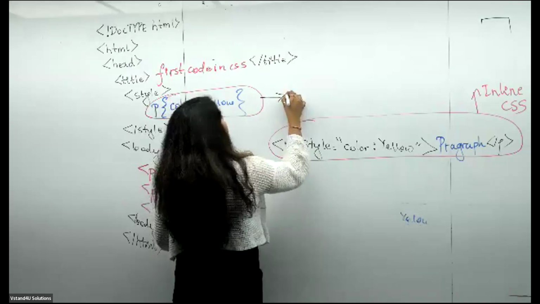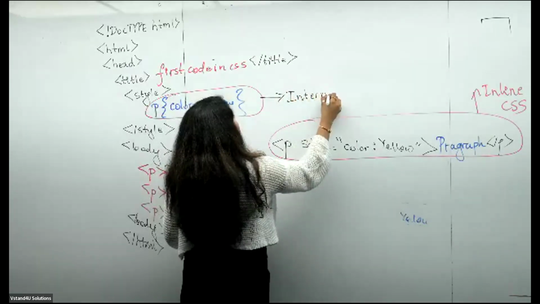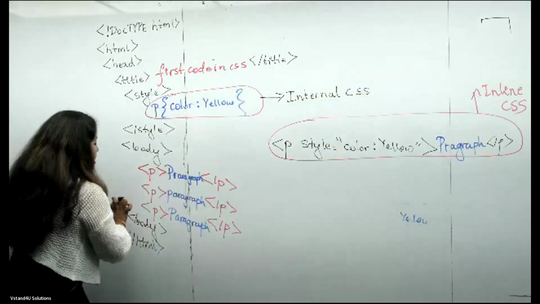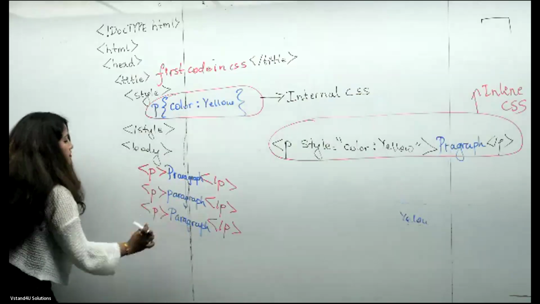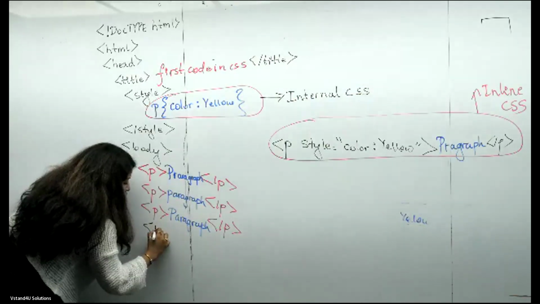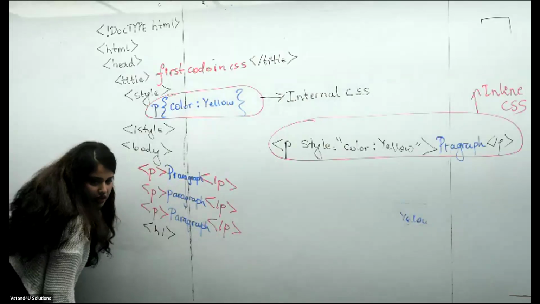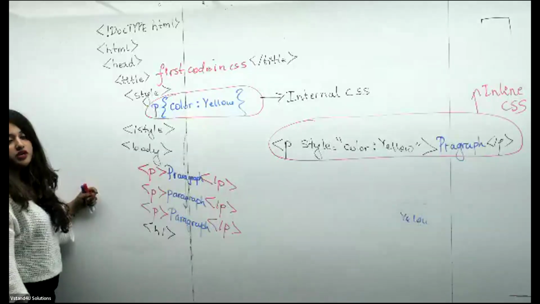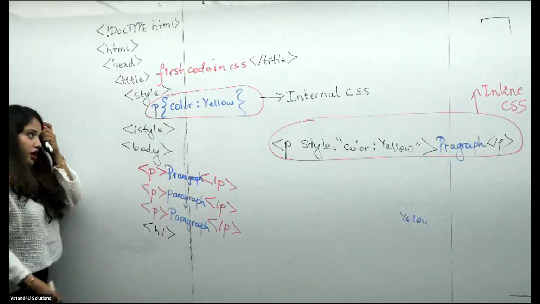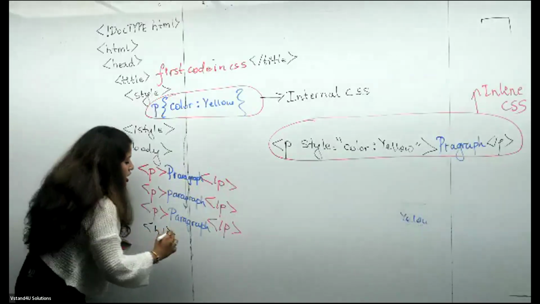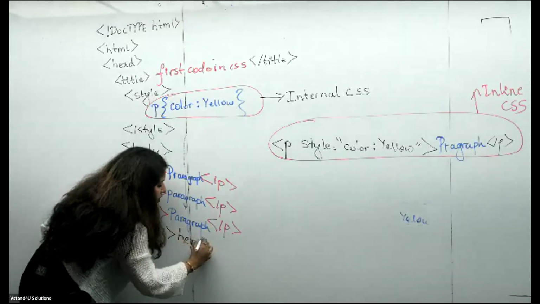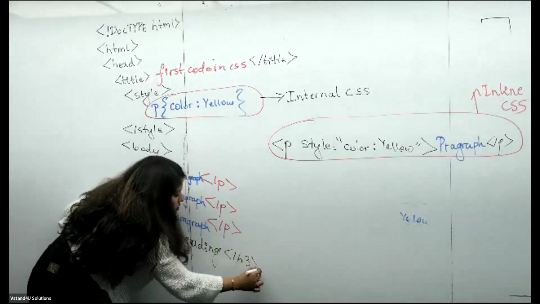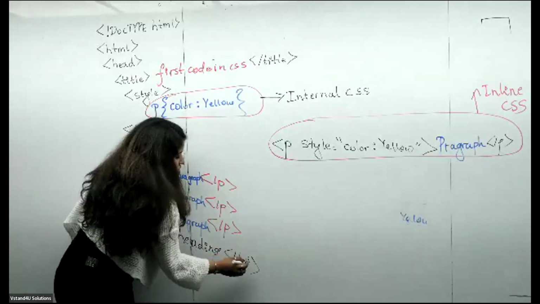So this is nothing but your internal CSS. Now consider that inside this body tag only I have one more tag, that is your H1 tag. And consider that you have 10 H1 tags. And then I will pass some content to it as heading, and I want to change the color of this H1 tag.